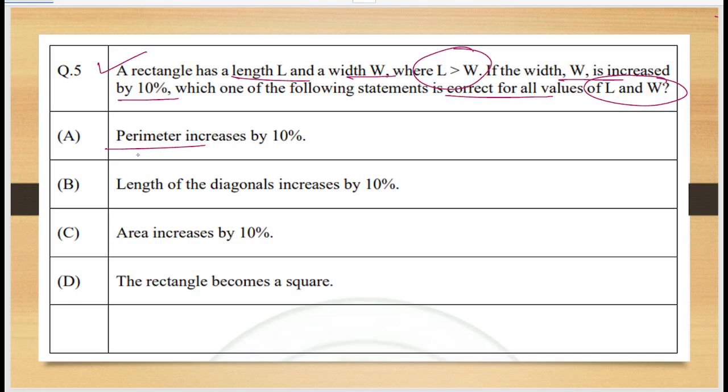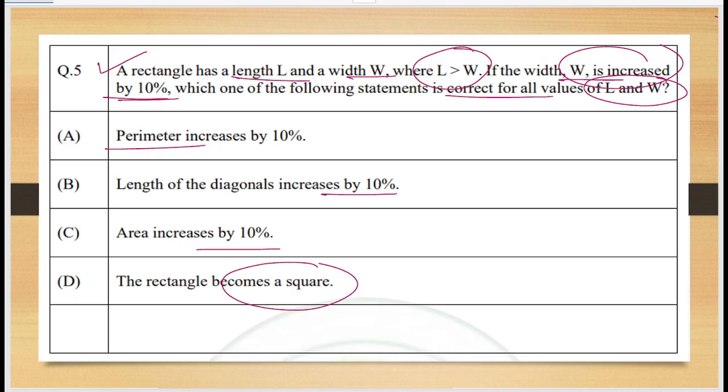So we have to check in which proportion this is going to occur. For example, the perimeter increased by 10%, the length of the diagonal also increased by 10%, the area increased by 10%, or the rectangle becomes a square. In which case, when the width is increased by 10%? So we can apply our aptitude part, as the question is also aptitude related.